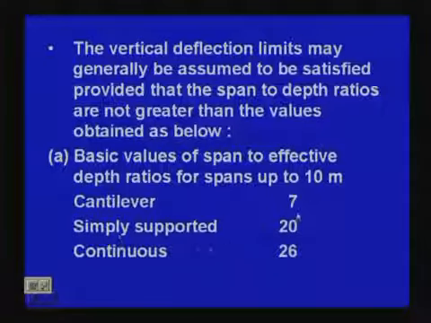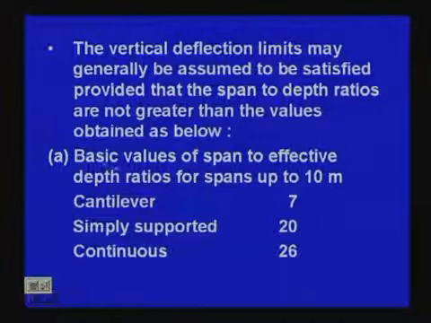When you are starting the design, you have to find the effective depth. We can calculate that on the basis of the span, because I know the effective span. So the effective span divided by this basic value will give me the effective depth, and also the overall depth, which we can use for calculation of load and other things. This will help us take a preliminary assumption of the effective depth as well as the overall depth. So we are getting cantilever 7, simply supported 20, continuous 26. Please note, these are basic values.